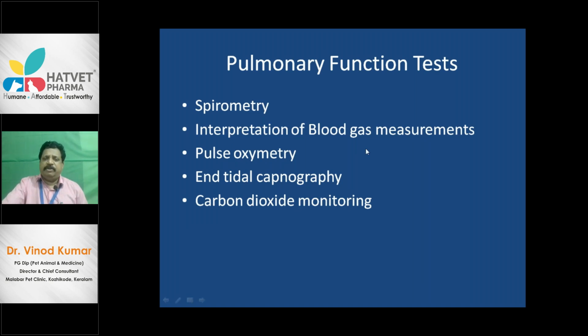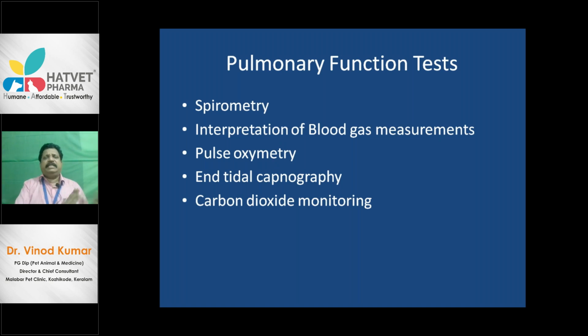Then the pulmonary function tests: we have spirometry, which we do not do. We can go for interpretation of blood gas measurements. For example, we are studying it tomorrow. We are coming to hematology and blood biochemistry of respiratory disease tomorrow. Then pulse oximetry. I do have a small pulse oximeter which can be clipped onto the tongue. SpO2 can be determined, to a certain extent, and that is good.